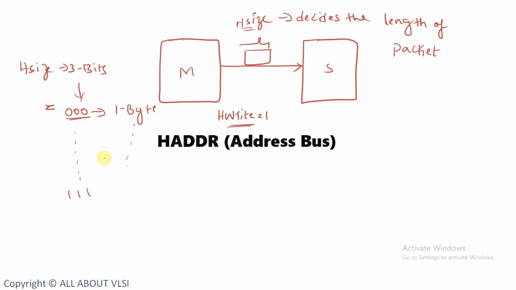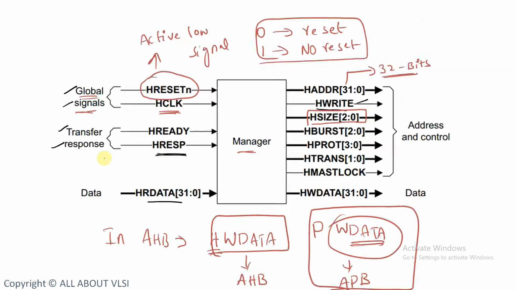This session's agenda is just to get a brief idea about what the associated signals are. This HSize is going to decide the size of the data packet the master is sending to the slave. The slave will also come to know, after sampling the HSize signal given by the master, the length of the packet the master is sending.